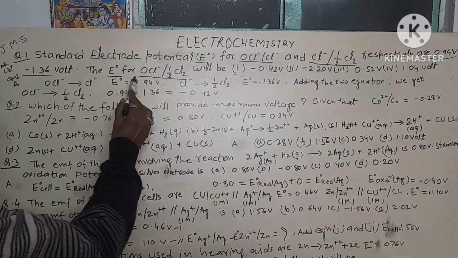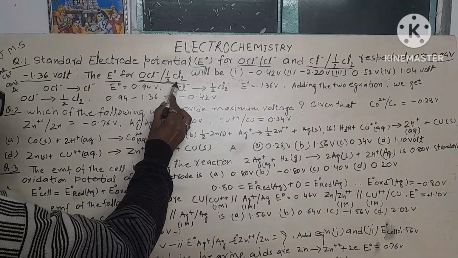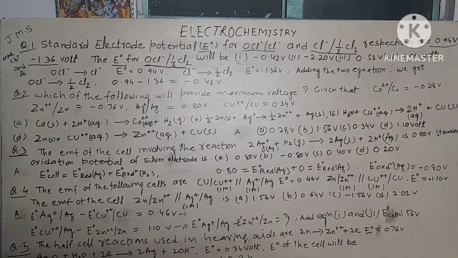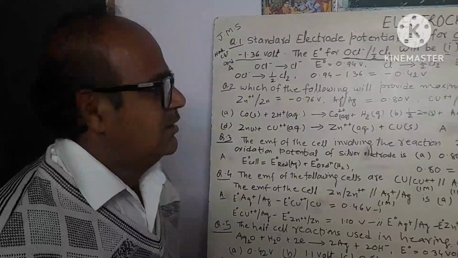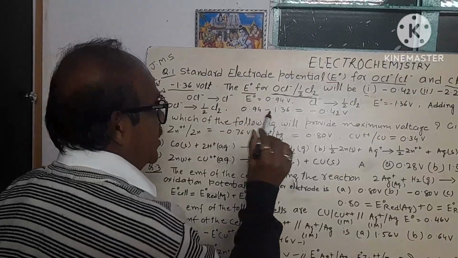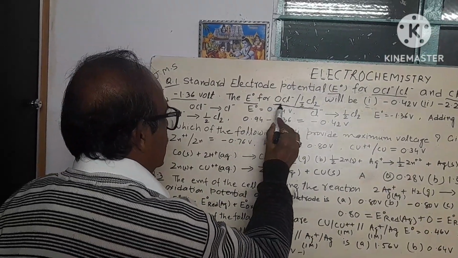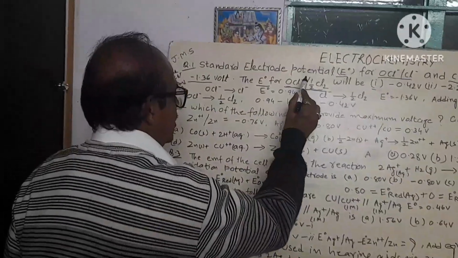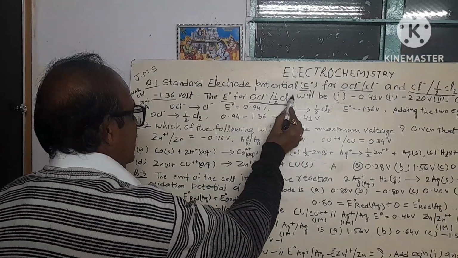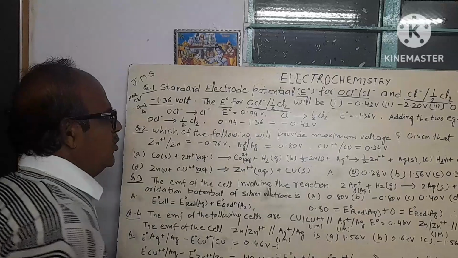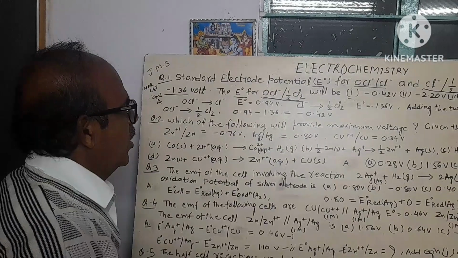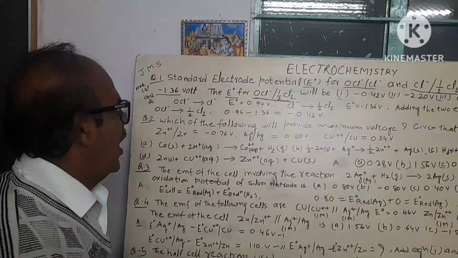This is, I can say, a different type of numerical. Here you have to calculate electrode potential, but not for a cell. This is a little different. This is for another electrode, OCl minus oblique half Cl2, meaning oxychloride is converting to chlorine gas. For this electrode, you have to calculate the standard electrode potential. How will you calculate? Now I am telling you.